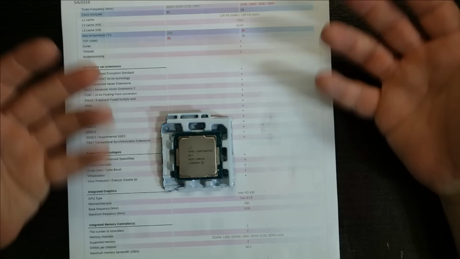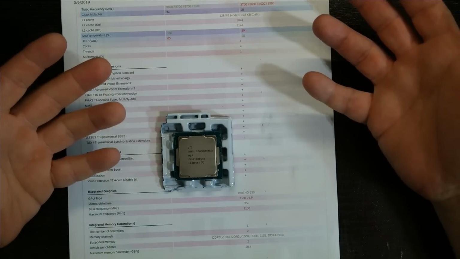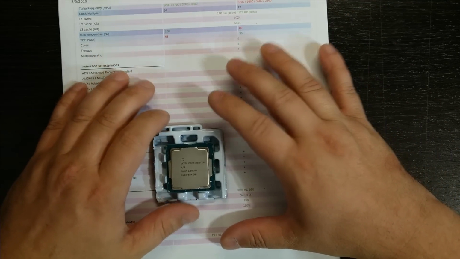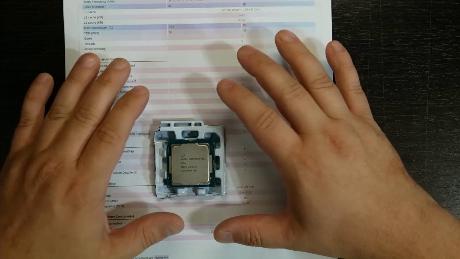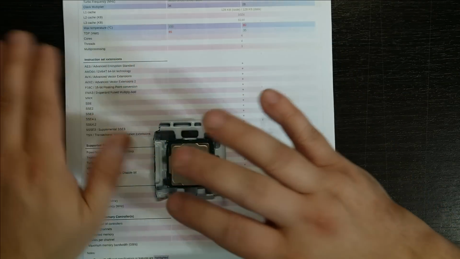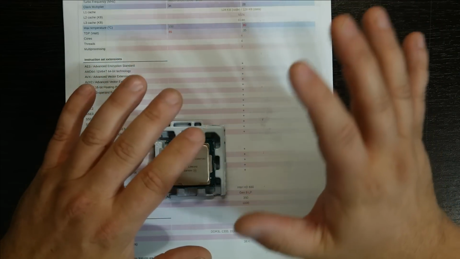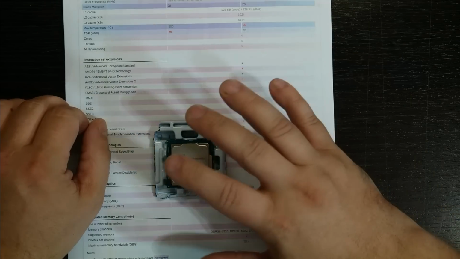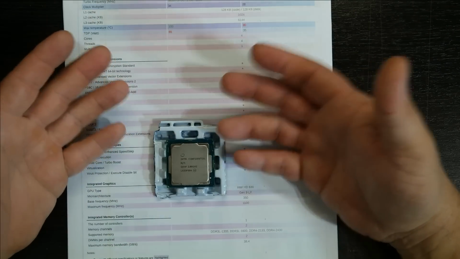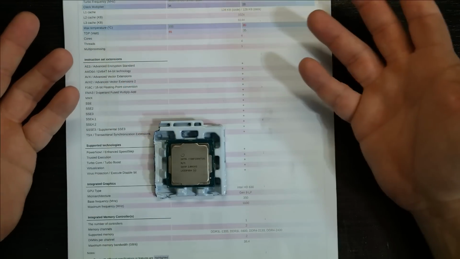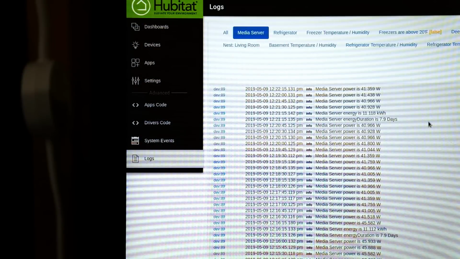So let's stop talking. Let's go over to the server and get some baseline information first: the power draw when it's idle and when I run a stress test on it. Then we'll swap out CPUs, put this one in there, do it again, and see if there's actually any big difference.